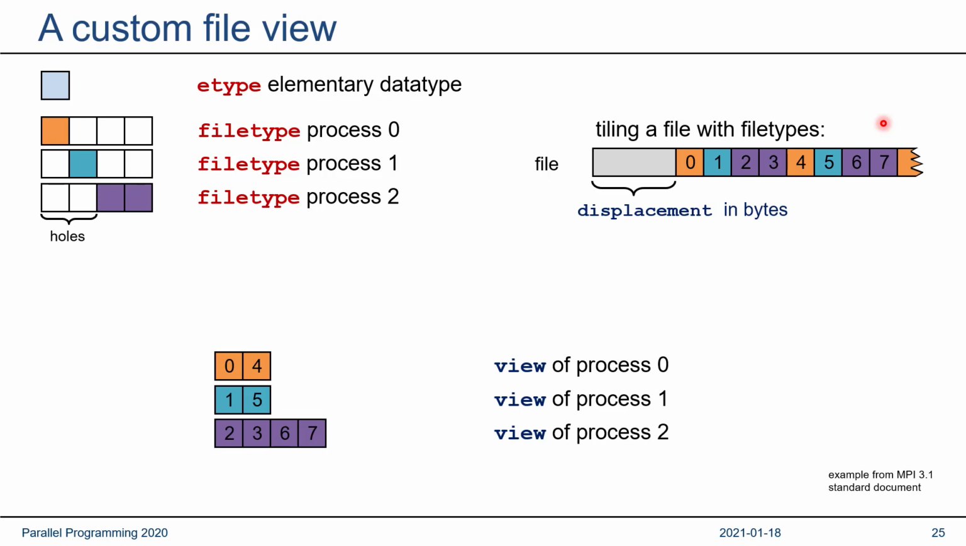Now this is the magic of MPI I/O. The view of process 0, so if you do sequential I/O, is actually always consecutive. So process 0 sees a consecutive stream of E-types, and as seen from the original layout of the file, it would see elements 0 and 4. Of course, skipping any displacement we might have. Process 1 would only see elements 1 and 5, and process 2 would see elements 2, 3, 6, and 7, and so on. This repeats across the whole file till its end.